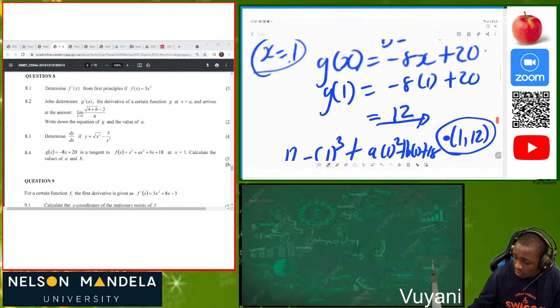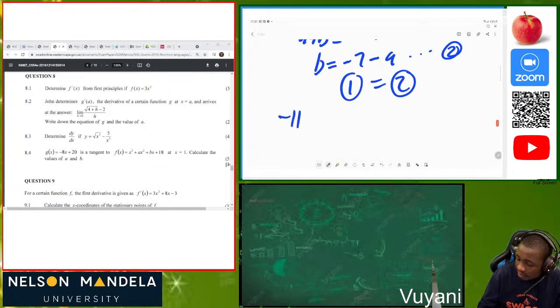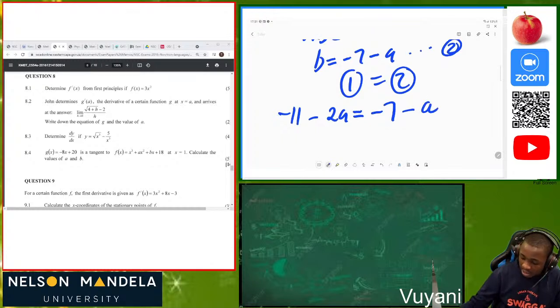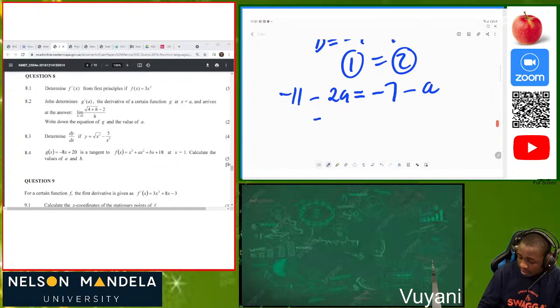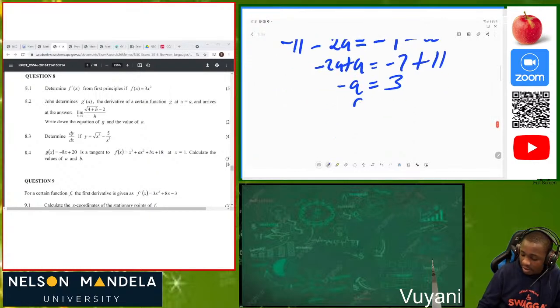How is 1 equal to 2? Because negative 11 minus 2a is equal to, what is our equation 2? Our equation 2 is negative 7 minus a. Then now we can solve. We have negative 2a plus a equal to negative 7 plus 11. Then we have negative a is equal to positive 3. Then we divide by negative 1. Then we end up having a equal to negative 3.